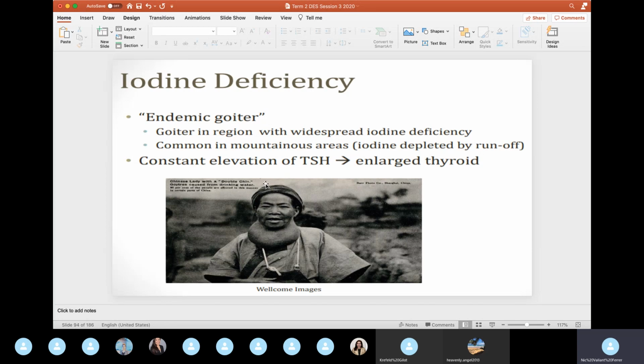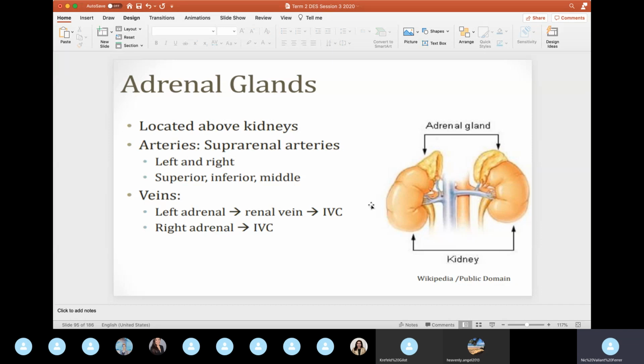So iodine deficiency. Look at the woman here, right? So you have goiter. This is goiter. You have constant elevation of your TSH from your anterior pituitary. There is no feedback mechanism. That's why you can have enlarged thyroid. Most common in what? In mountainous areas. Think about, there's no iodine, right? Iodine depleted for goiter.